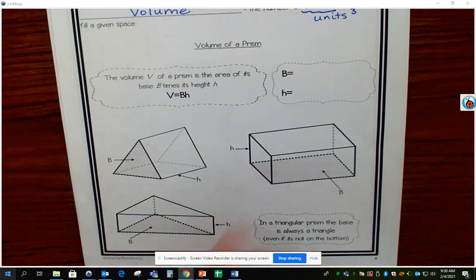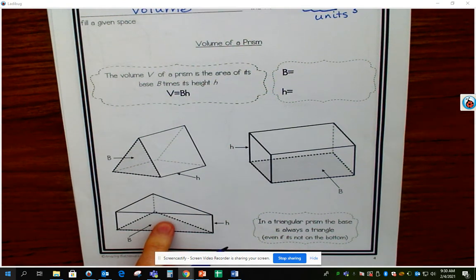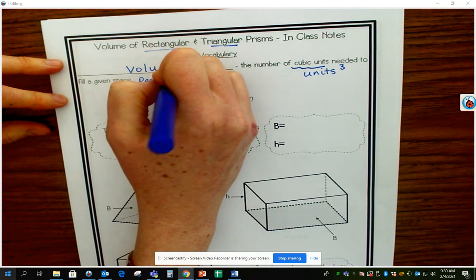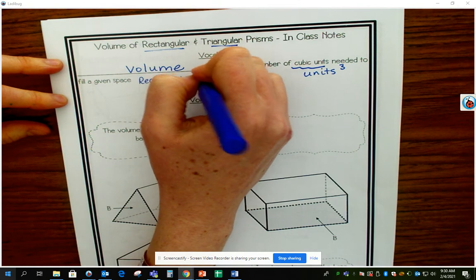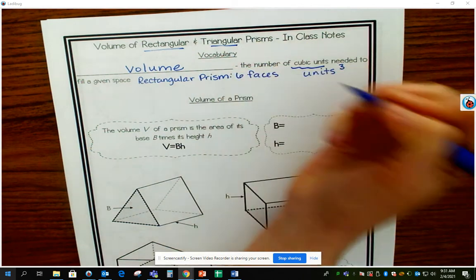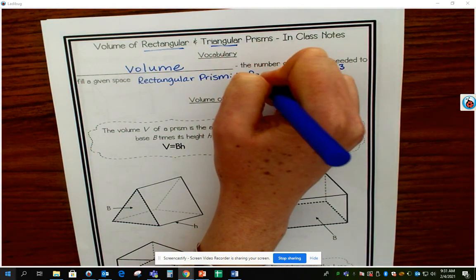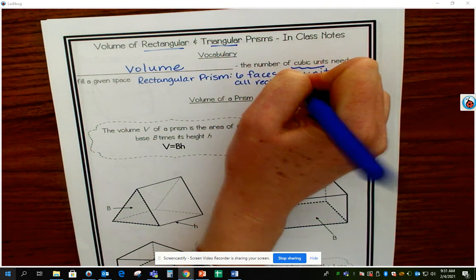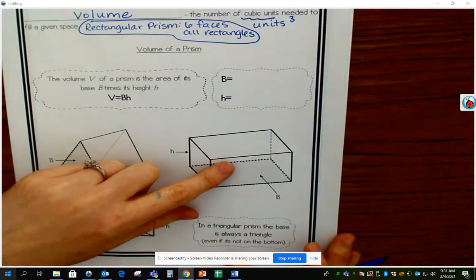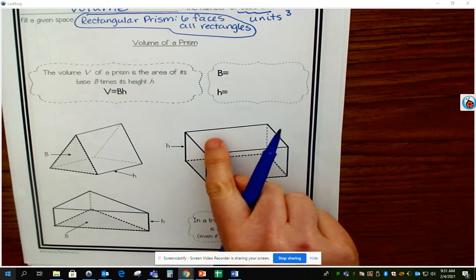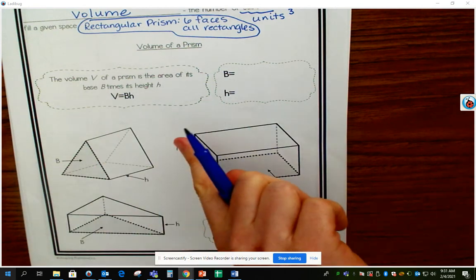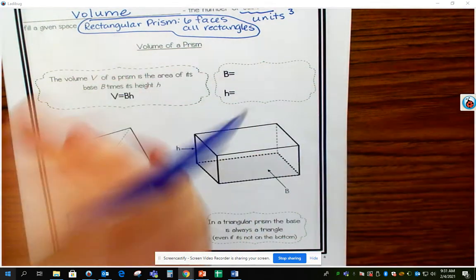So this is a rectangular prism. This is a triangular prism. A rectangular prism has 6 faces, and they are all rectangles. We're talking about faces, like if you were to pick up this object and touch each face. 1, 2, the bottom would be 3, this other side would be 4, and then the ends 5, 6. There would be 6 faces all around.